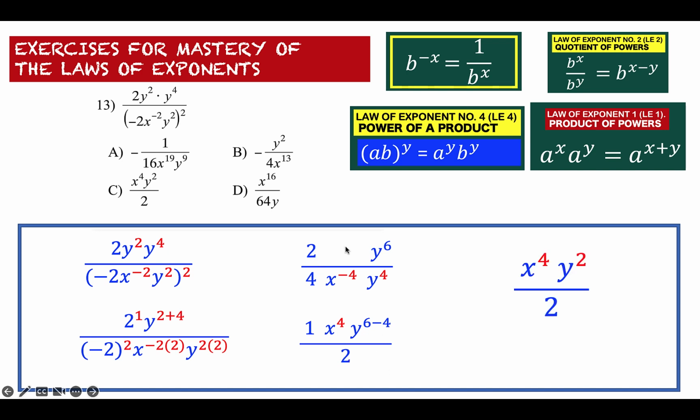Then, simplifying, sa taas, copy x to the 4th, 6 minus 4 is 2, kaya naging y squared. Then, copy the denominator 2. And that is letter C.